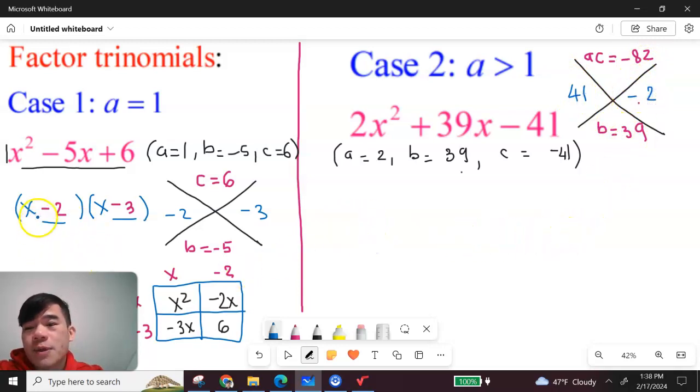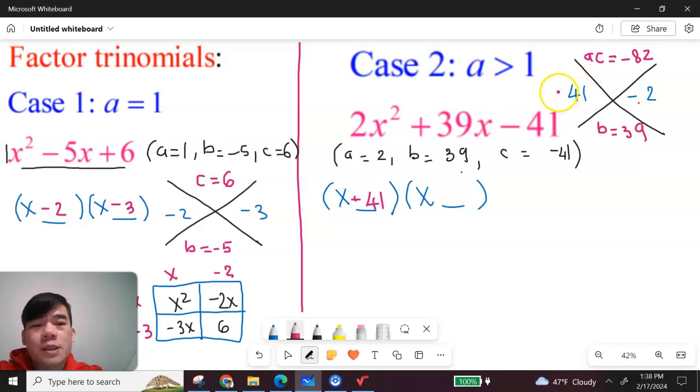Alright, now we do the same process like we did on the left-hand side right here. So it turned out to be (s blank)(s blank). Alright, and we just fill in the blank right here. This is 41, you put plus 41 because it's a positive number. And -2, you put -2 here. Now, if we stop right here, we haven't finished yet, okay?